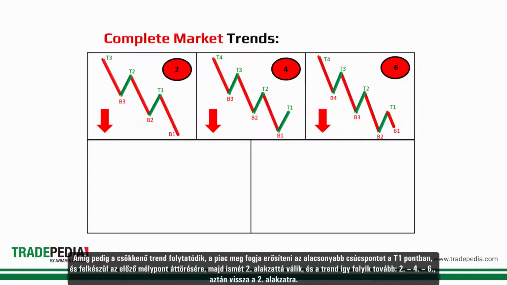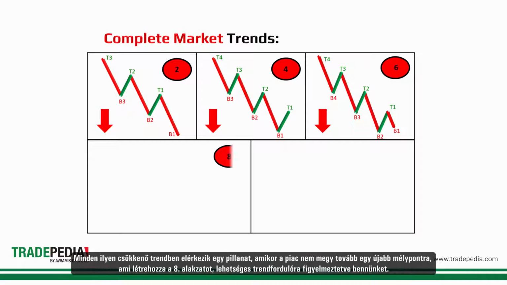And as long as the downtrend continues, the market will confirm a lower top at T1 and prepare to break the previous low before becoming a number 2 again. And this is how the trend flows from 2, 4, 6, and then back to 2. Until one time in all of this downtrend, the market will fail to continue to a new low, forming a pattern number 8 and warning us of a possible trend reversal.